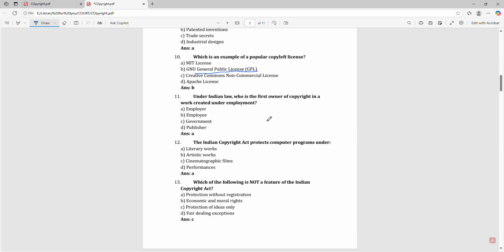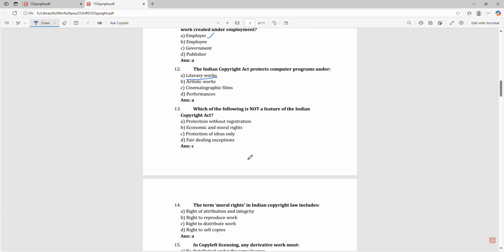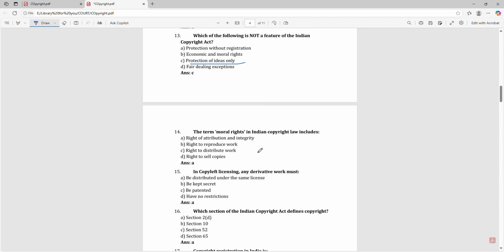Under Indian law, who is the first owner of copyright in a work created under employment? That is employer. The Indian Copyright Act protects computer programs under the literary works. Which of the following is not a feature of the Indian Copyright Act? Protection of ideas only. The term moral rights in Indian copyright law includes right of attribution and integrity.